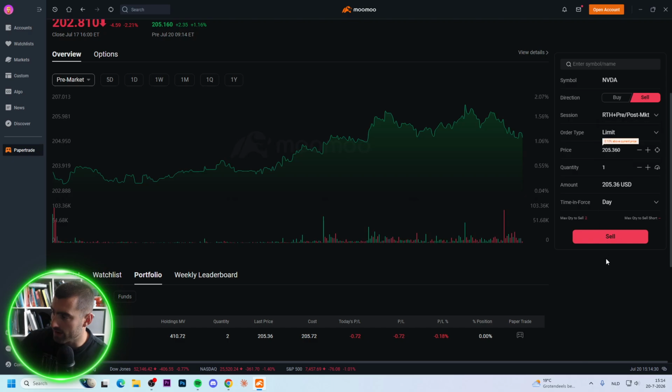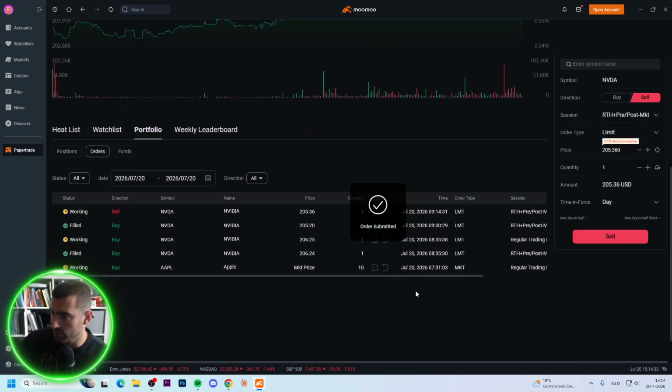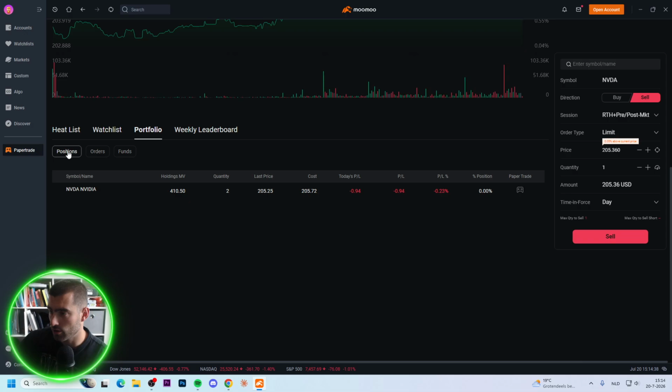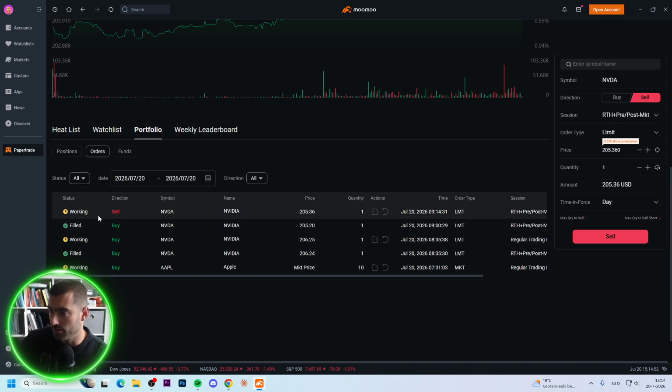So if I click right now here on sell, you see right here that we sold, or tried to sell, 1 share of Nvidia. And if I go back to my positions, you see that after selling this position we are having 1 share less of Nvidia, so we take 1 share partials from our profit or loss. So now it's still working on the chart, so we need to wait for a little bit, but this is how you can take partials right here from MooMoo.